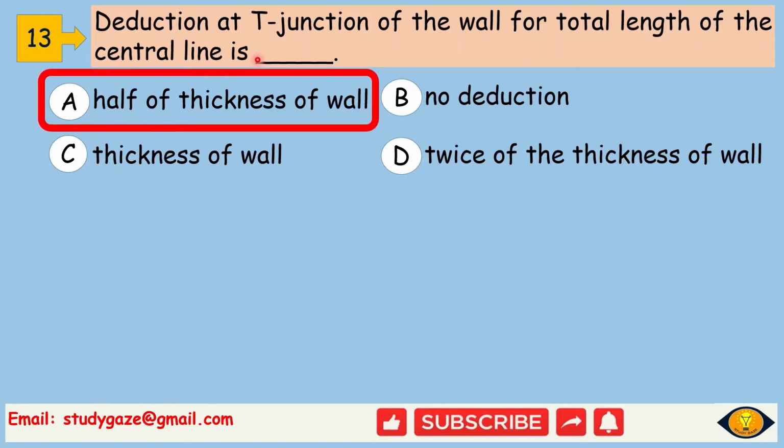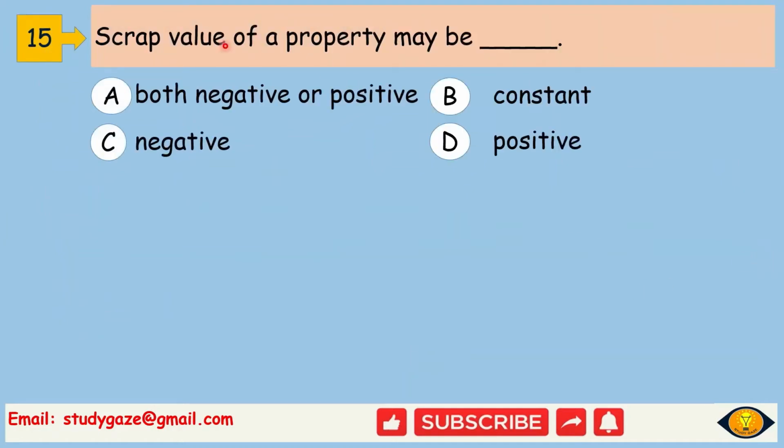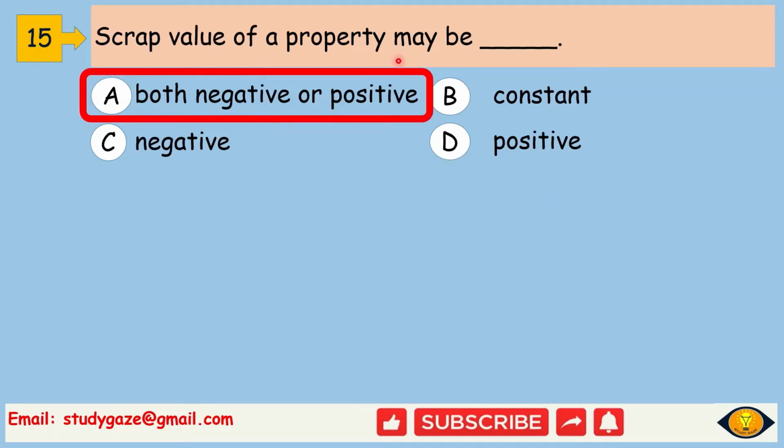Next, for estimation of painted area of semi-corrugated asbestos cement sheets, percentage increase in area above plane area is? The answer is 0.1. Next, scrap value of a property may be. So scrap value of property may be, answer is both negative or positive. It may be negative also, it may be positive also.